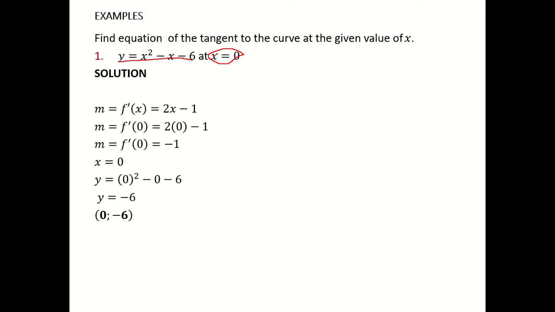So I will write it as a coordinate. Then substitute this into the straight line formula. Where there's y1, I'm going to substitute -6. Where there's m, I'm going to substitute -1. And where there's x1, I'm going to substitute 0.